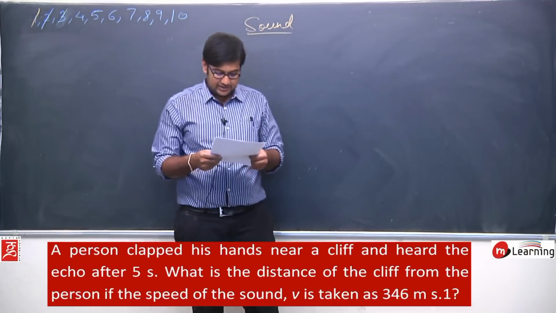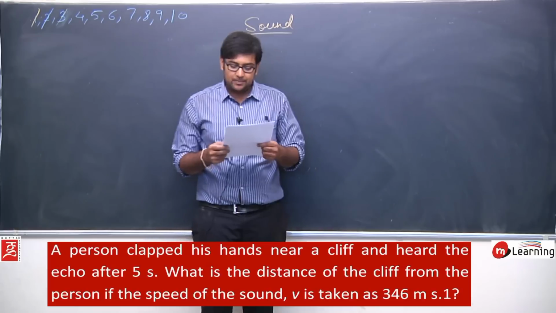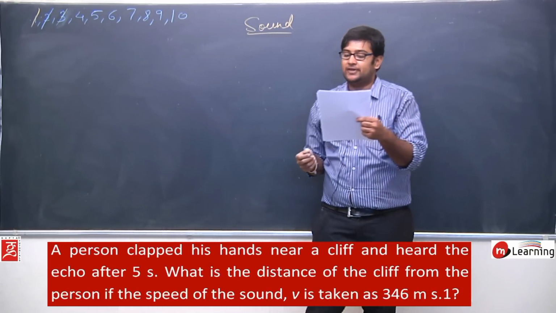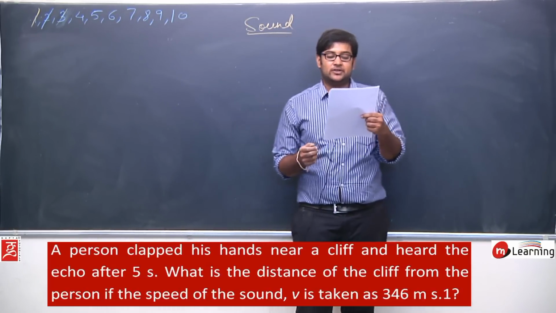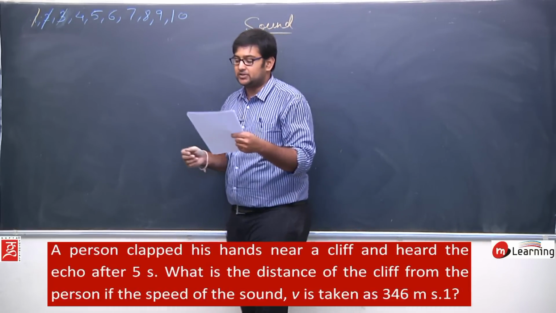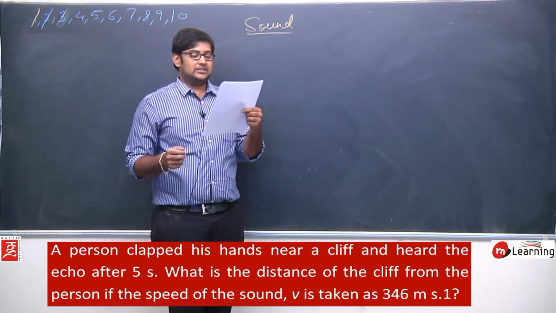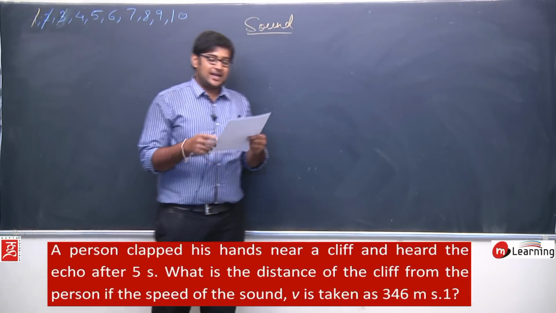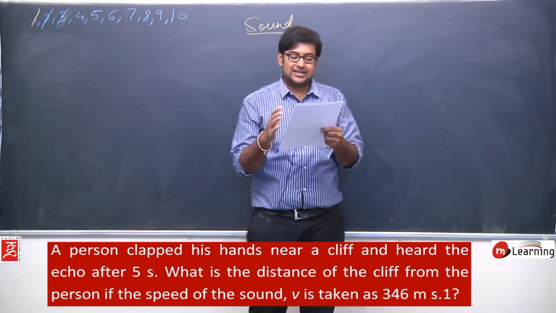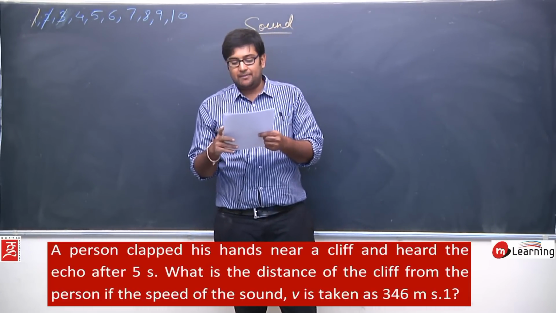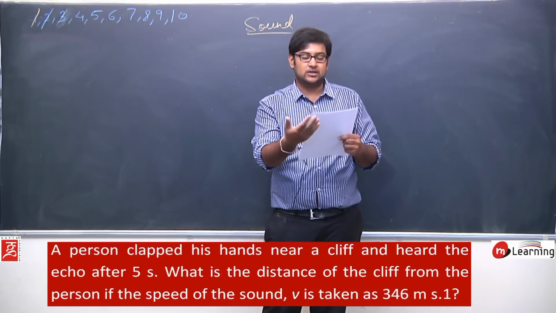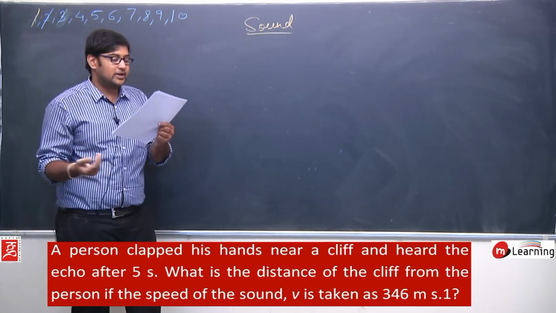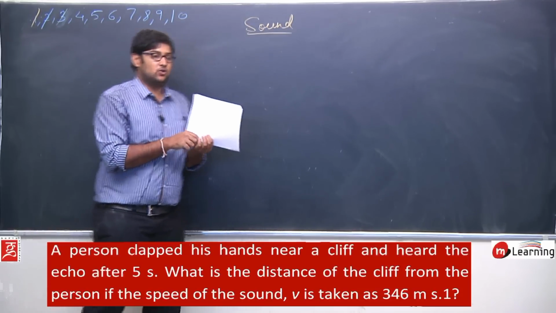Now let's see question number 4. It says a person clapped his hands near a cliff and heard the echo after 5 seconds. Then what is the distance of the cliff from the person if the speed of sound v is taken as 346 meters per second? So the question says that a person has clapped near the hill, and he heard the echo after 5 seconds once he clapped. So we need to find out at what distance the hill is located.